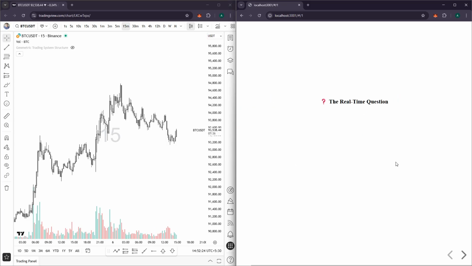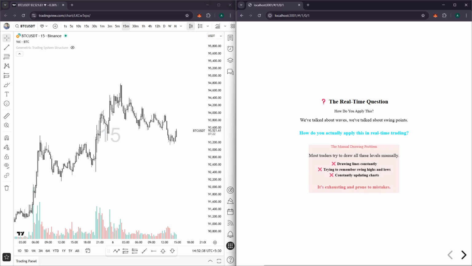The real question in traders' minds is how do you apply this? We've talked about waves and swing points, but how do you actually apply this in real-time trading? One of the problems many traders face is the manual drawing problem. Most traders try to draw all these levels manually.